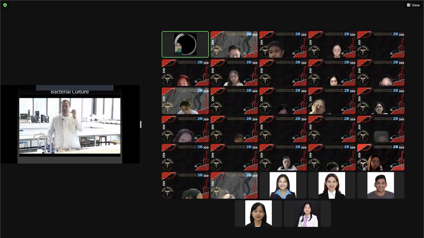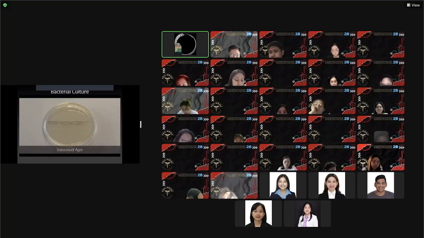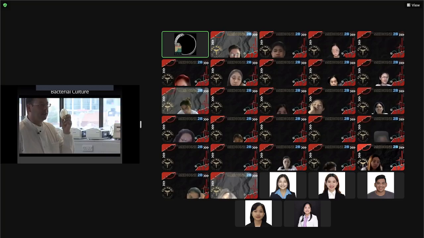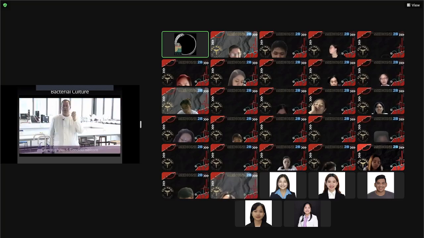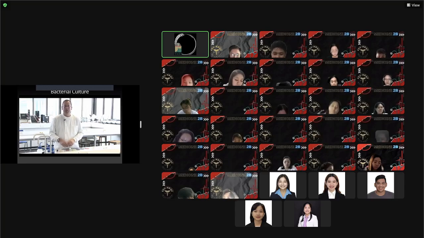Now this is Sabouraud's agar, and this is a selective medium for the isolation of fungi such as dermatophytes, which cause skin infections, and Candida albicans, which causes a number of different infections. In this case, it is made selective as the pH of the medium is acidic, around 5.6, and this will inhibit the growth of many bacteria.